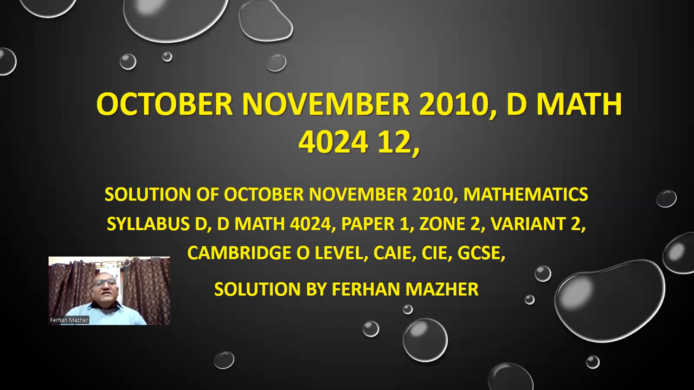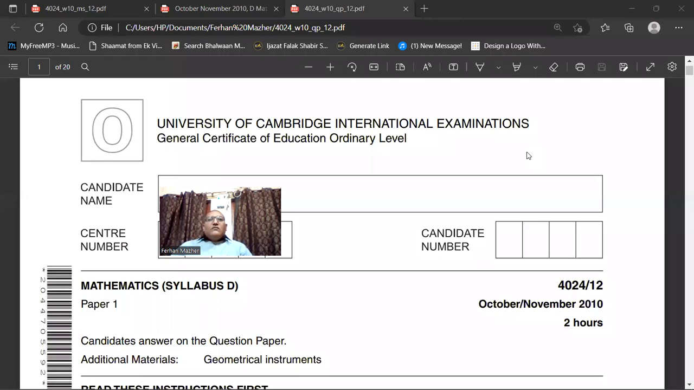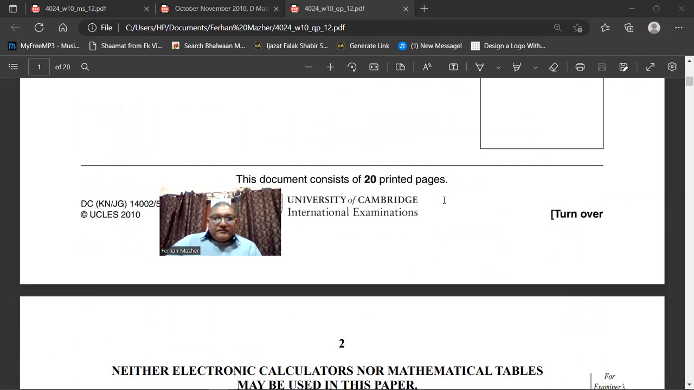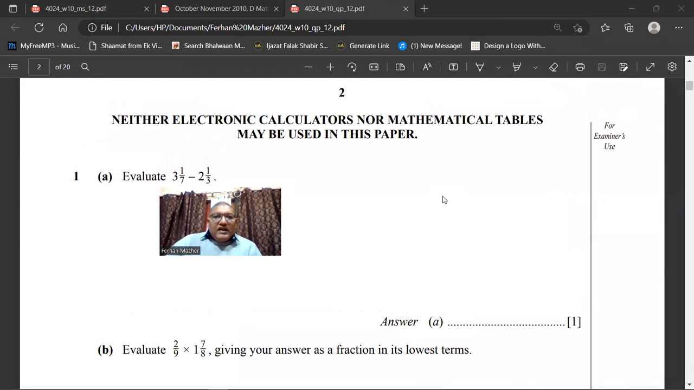In this Paper 1, the calculator is not allowed. The time allowed for this paper is 2 hours. So let's start today's paper. And here we go. Okay, so the paper October-November 2010 paper 12 is showing up on your screen. Let's start this paper. The first question is showing up on your screen.